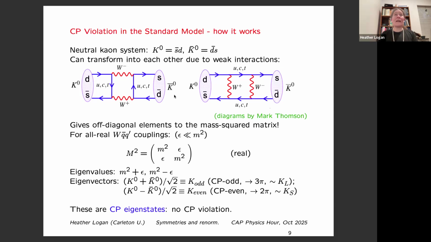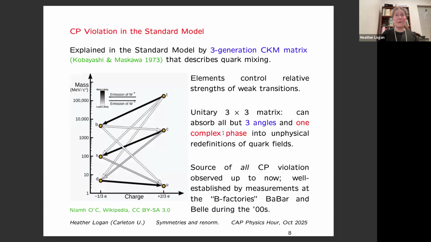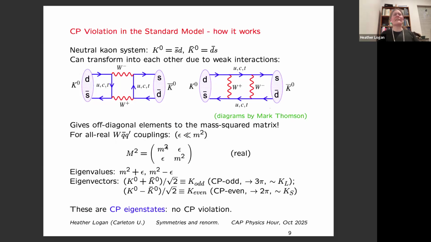Into its own antiparticle. And what this does in terms of the quantum mechanics is it gives you off-diagonal elements to the mass squared matrix. So basically, if your couplings of the W to these quarks were all real, right? So if this complex phase were 0, what you get is a mass squared matrix that looks like this. On the diagonal are the masses of these two kaons, which are equal to each other because they're antiparticles of each other. And on the off diagonal, there's this tiny number, epsilon, which is very small compared to m squared, which is basically what you get if you calculate this process, right? The mixing process here. And this matrix is real, right?